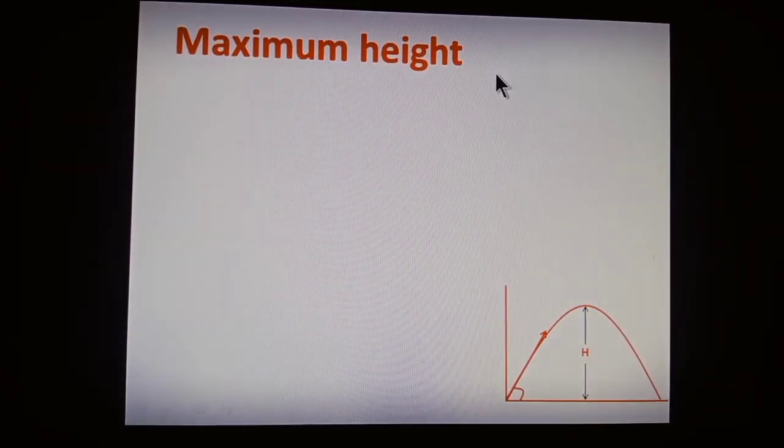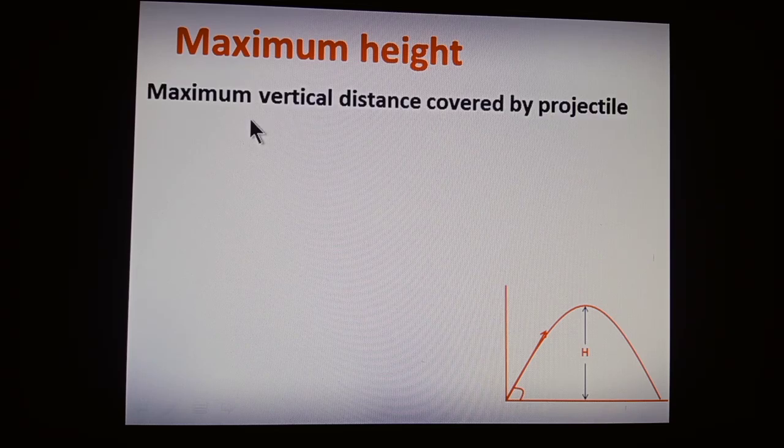Now students, another term that we use in context of projectile is maximum height. What is maximum height? The maximum vertical distance covered by projectile is called maximum height. Look at this diagram. H is the maximum height of projectile. To find mathematical equation for maximum height, we apply third equation of motion along vertical.